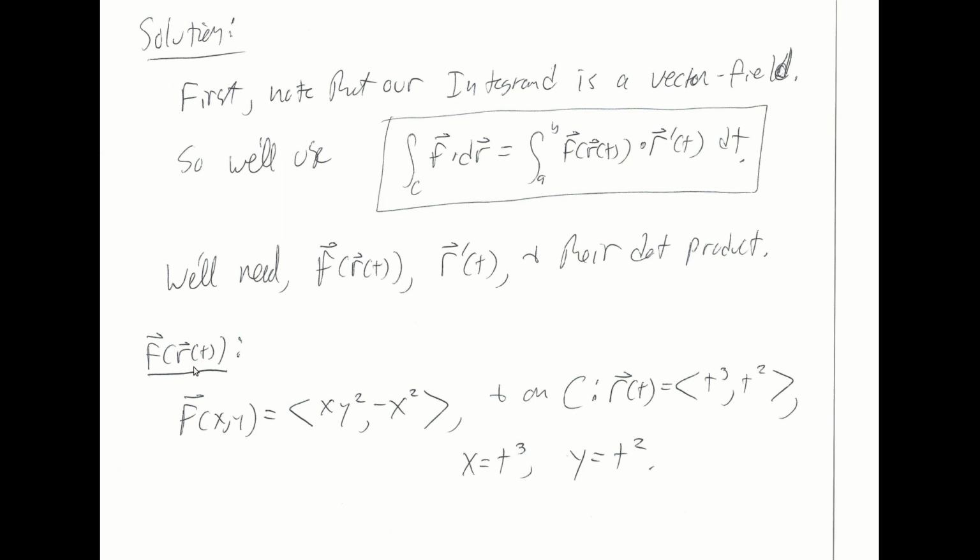F hat of r hat. So f hat looks like this, that was given in the problem. R hat looks like this, which is given in the problem. That means that along curve C, my x values are always t cubed, and my y values are always t squared, and I've written that here. When I'm talking about f hat of r hat, I want the values of f, my vector field, along the curve C, given by r hat.